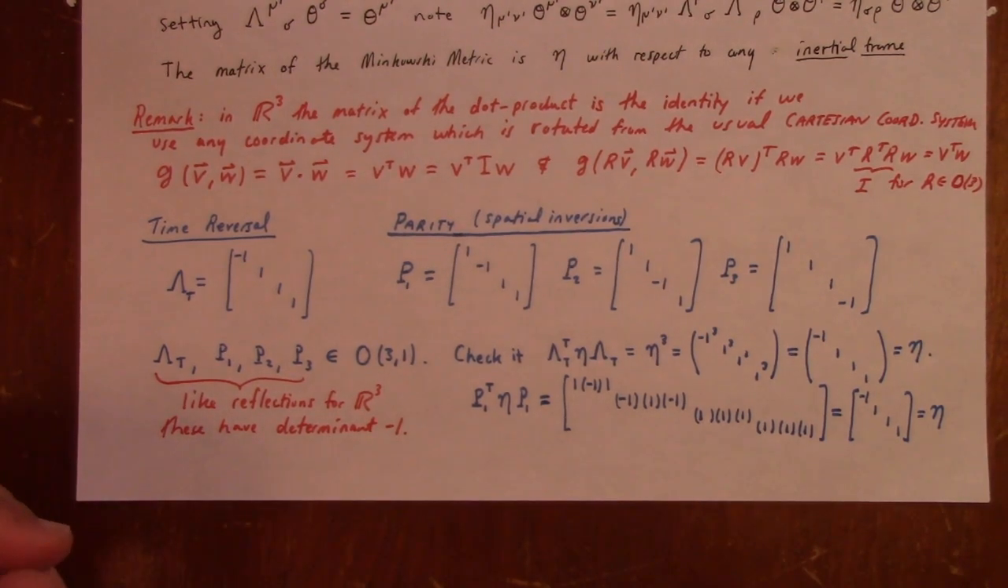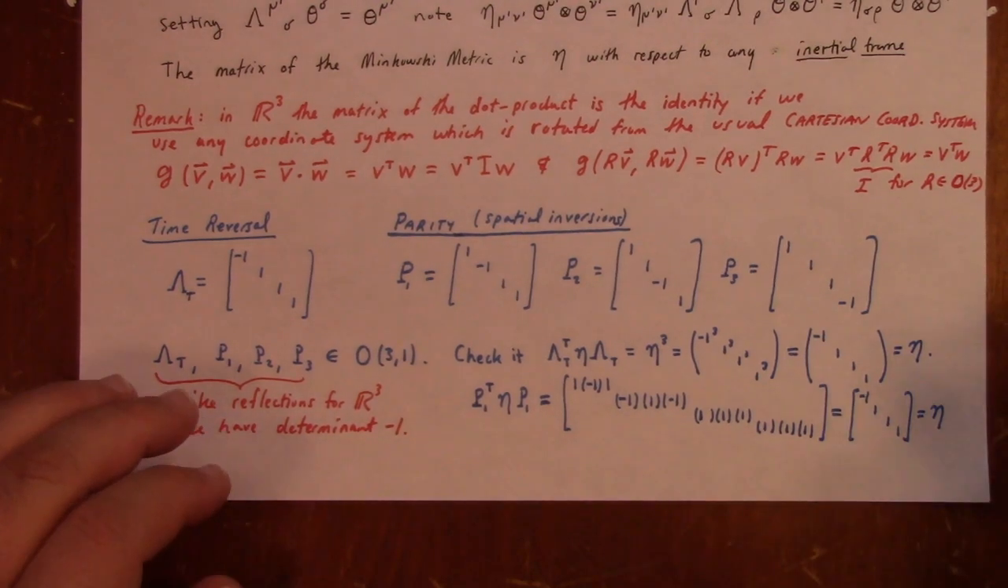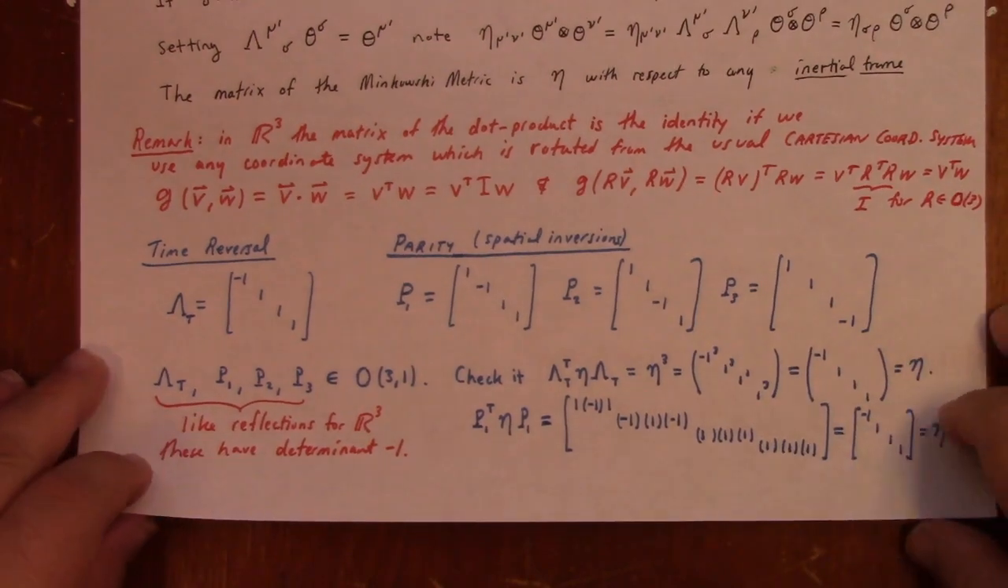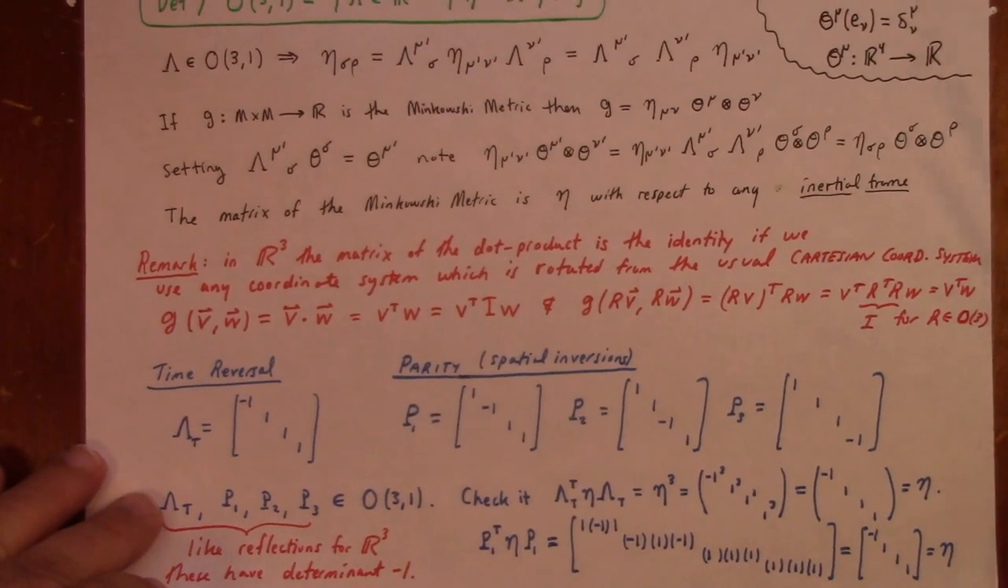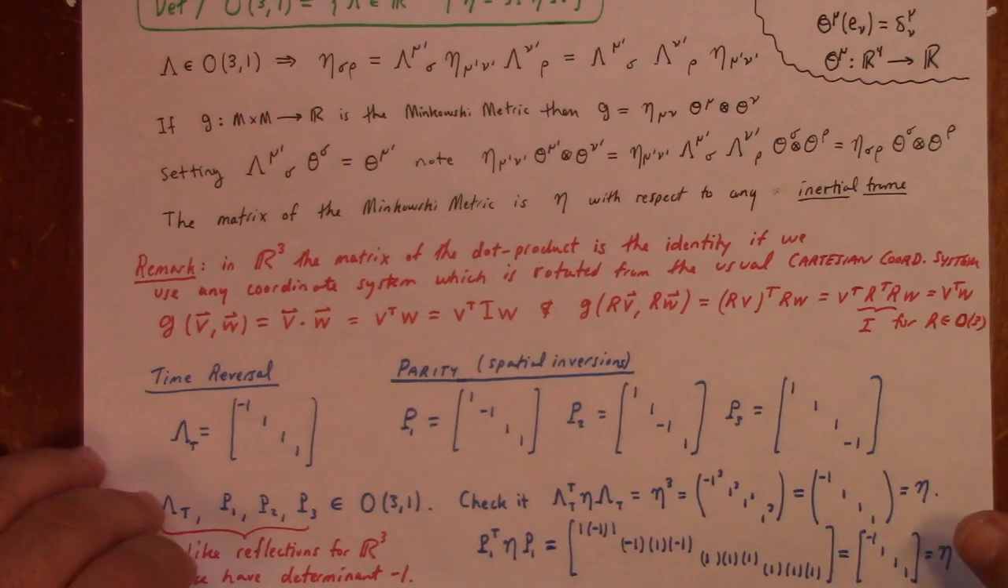Just like in the study of three-dimensional geometry, you go looking for rotations and you find rotations and reflections. Here I go looking for Lorentz transformations, and I also find these time reversal and parity things. They're there. Sometimes you don't want them to be there. All right.